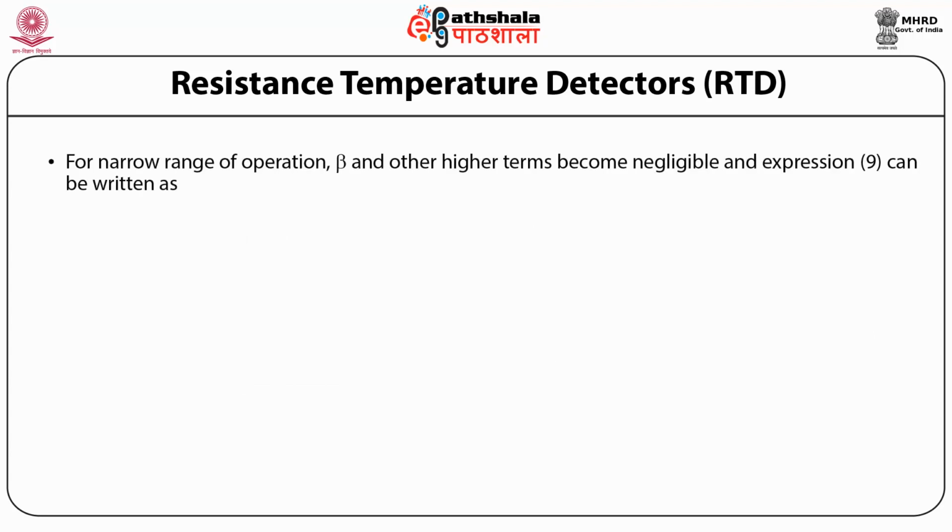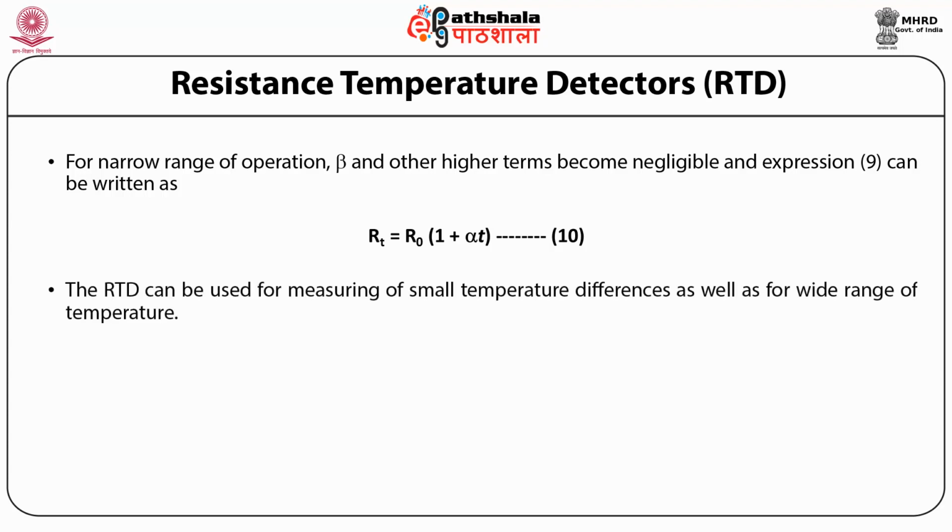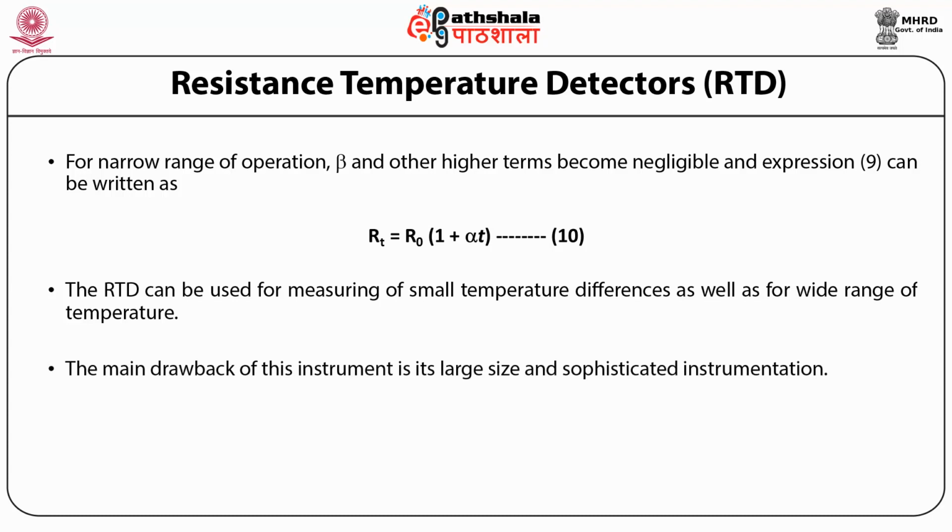For a narrow range of operation, beta and other higher terms become negligible, and expression 9 can be written as RT equals R0 into (1 plus αT). This is equation 10. The RTD can be used for measuring small temperature differences as well as for a wide range of temperature. The main drawback of this instrument is its large size and sophisticated instrumentation.